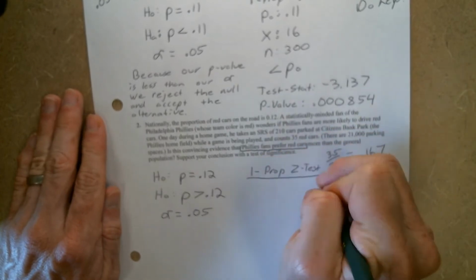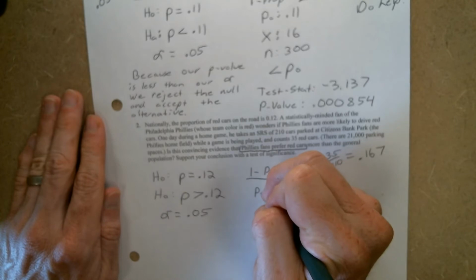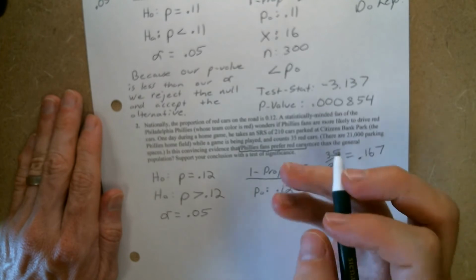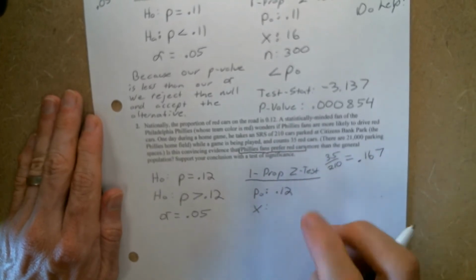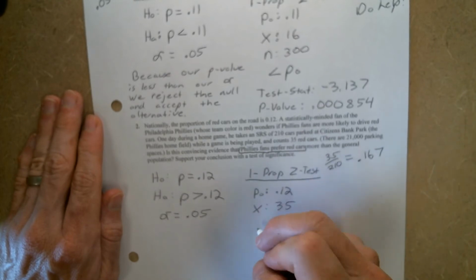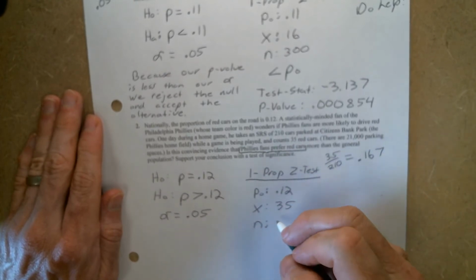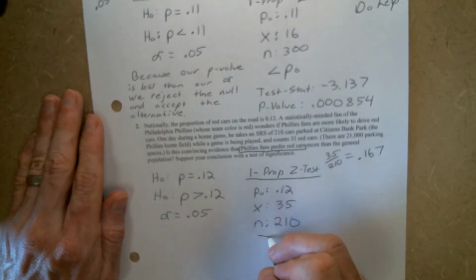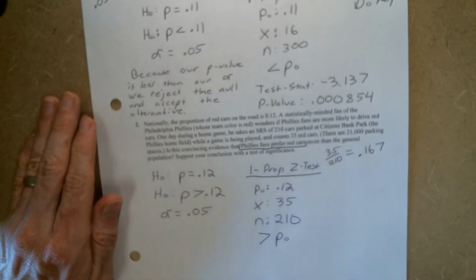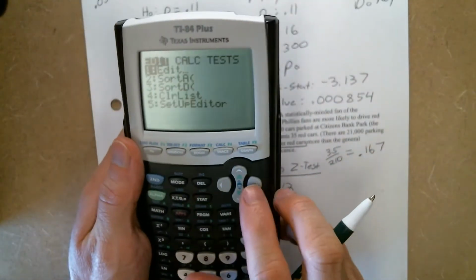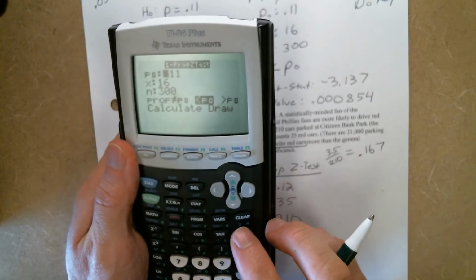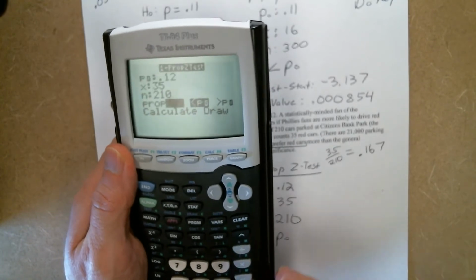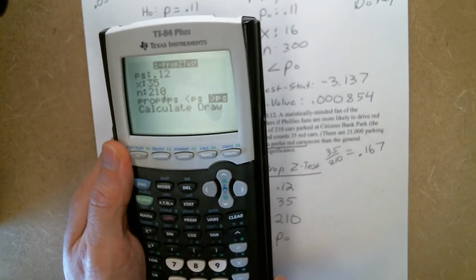All right. Our starting null value is 0.12. It's our starting parameter value. This time it tells us that we found 35 red cars, so that would be our x. Our sample size was 210, also coming from the problem. And this time we are checking to see if we are greater than the null value. So if I go to stat tests, one prop z test, I'm going to change this to 0.12, change this to 35, change this to 210, and this time we're doing a greater than.